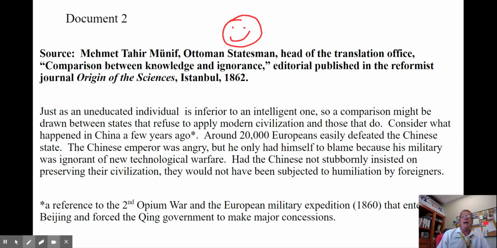The last guy was trying to modernize. This guy's trying to modernize. The last guy was trying to modernize through a political perspective. This guy is trying to modernize with a modern military. And that's what he's trying to say.